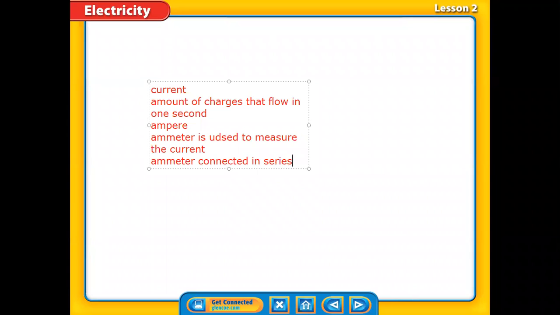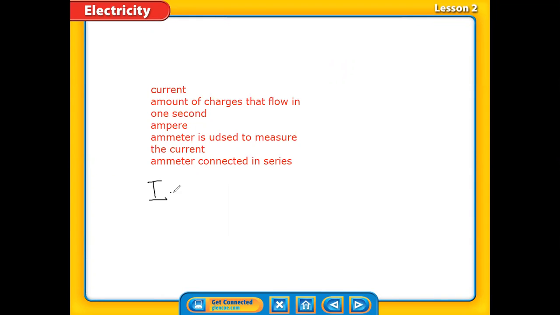What do we mean by connected in series? That we could put it anywhere in the main path of electrons. That means you could put it anywhere in the wire of the circuit, because all the circuit has the same current. So it's not a big deal where you put the meter in, it will give the same reading. So we say the meter is connected in series. And we can calculate the current by using the law I equals Q over T.